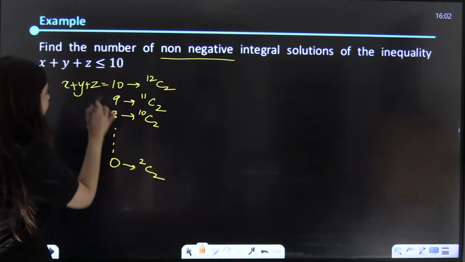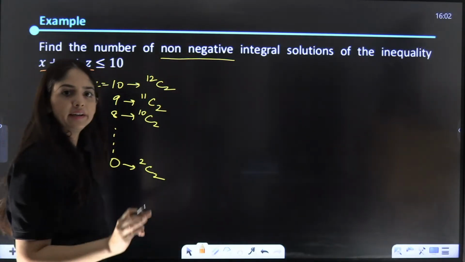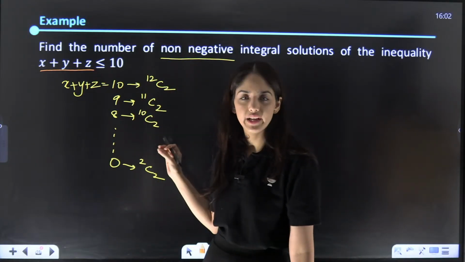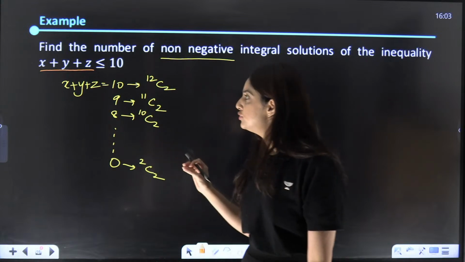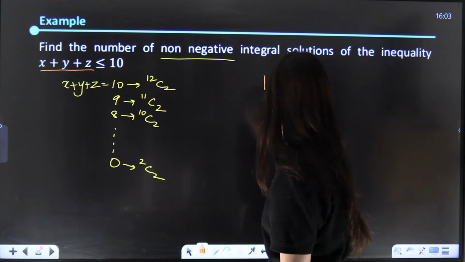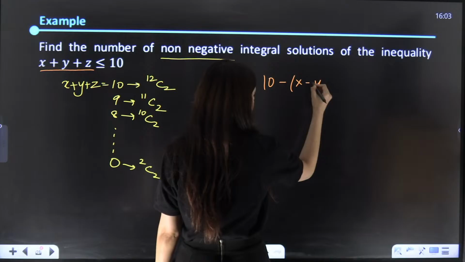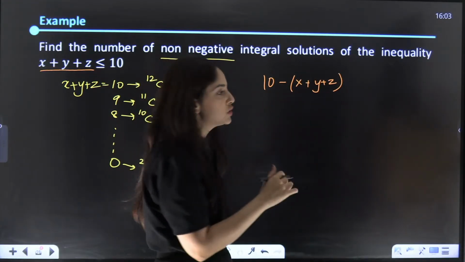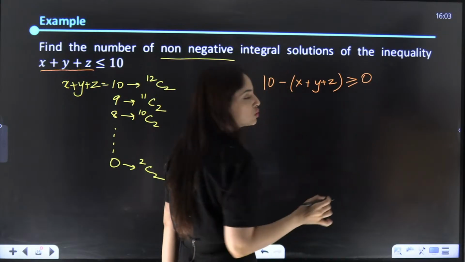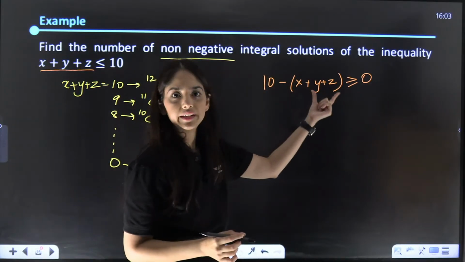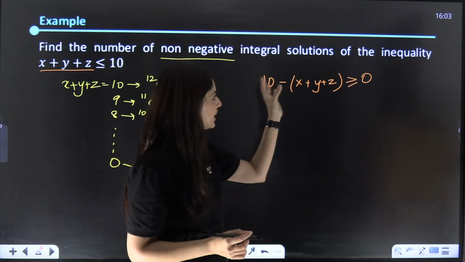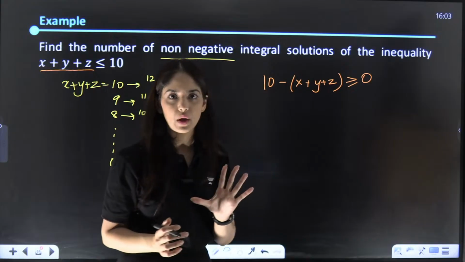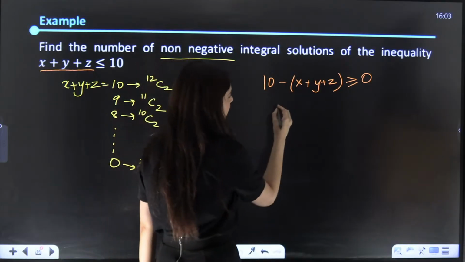Now, x plus y plus z. We have 3 non-negative integers and their sum is always less than or equal to 10, right? That means if we subtract x plus y plus z from 10, this will always be greater than or equal to 0, because x plus y plus z is either equal to 10 or smaller. If we subtract this from 10, this will always be non-negative. It can either be 0 or a positive number.